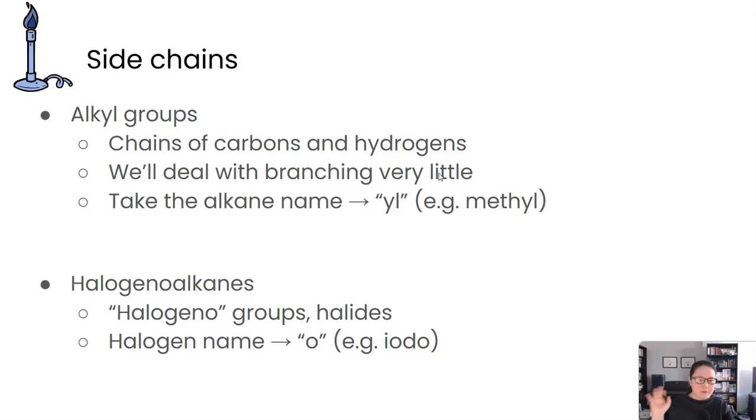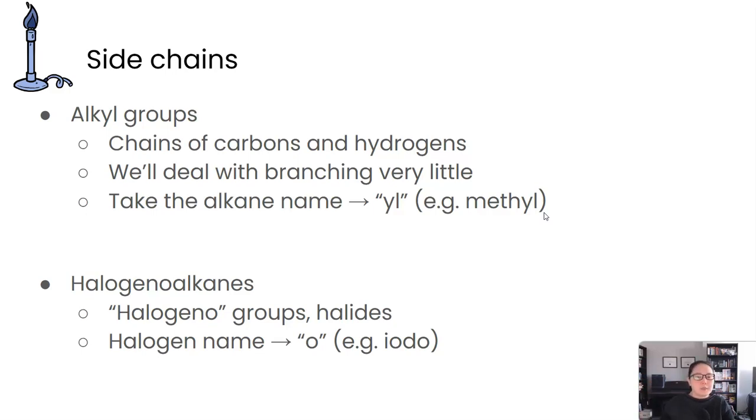So don't worry about that at this point. And when you're naming these as a side chain, you're basically going to take the alkane name and change the ending into -yl. So if you have a branching chain that has one carbon in it, then that's going to be referred to as a methyl group.